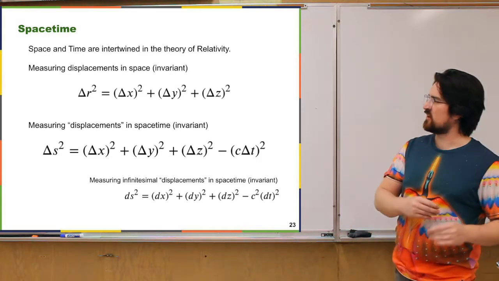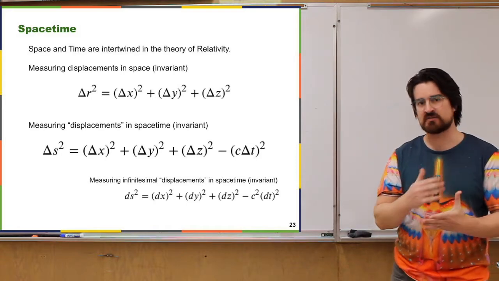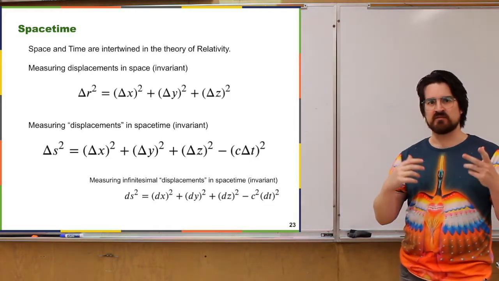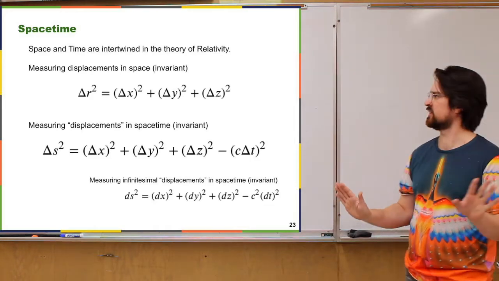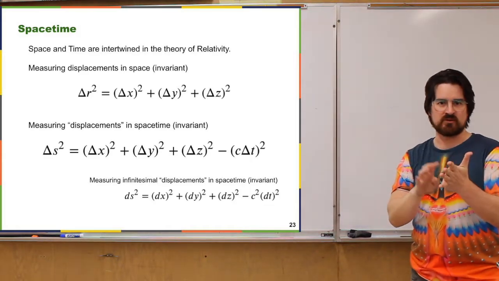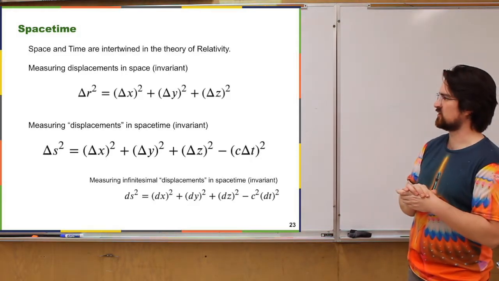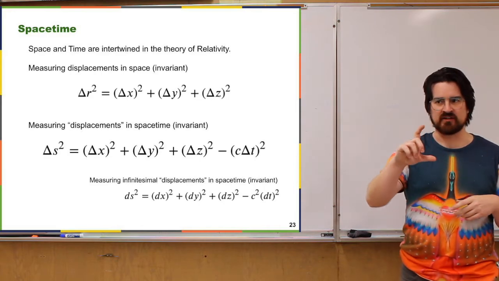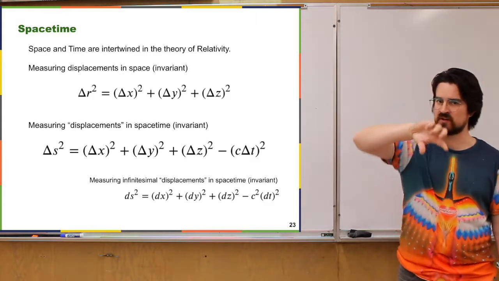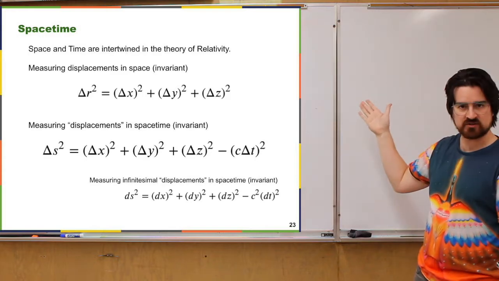Putting these two ideas together partly comes down to thinking about what it means to measure displacements in space-time. So if we think about measuring displacements in regular space, without relativity, this is how we would measure a displacement between x1, y1, z1 and x2, y2, z2. That's a displacement measurement between them, that delta r squared. And it turns out that that measurement of displacement is what we call invariant. It doesn't change depending on what reference frame you're looking at it in. You could rotate, you can translate it. That delta r squared is going to remain the same.